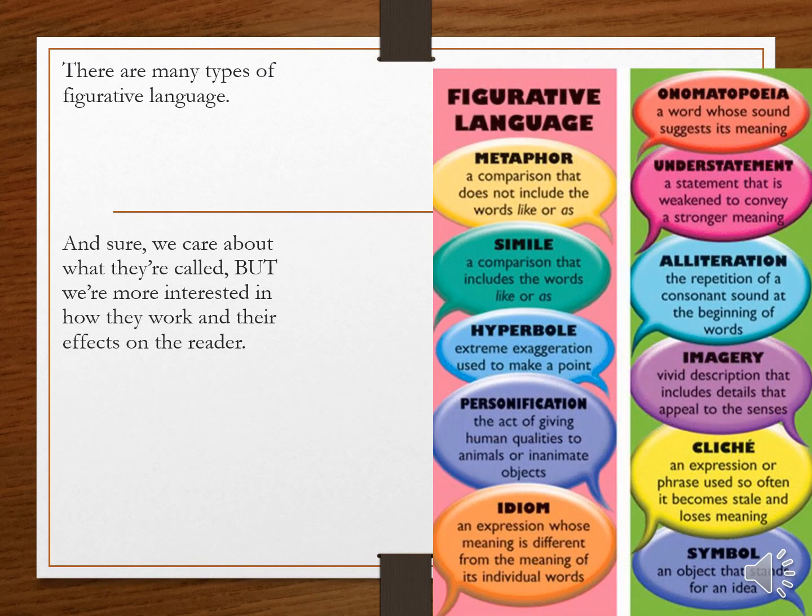There are many types of figurative language. I listed them over to the right, and I'm sure you've heard of many of them before. Metaphor and simile, hyperbole, personification, and idiom, onomatopoeia, understatement, alliteration and imagery, and cliche and symbol. And these aren't even all of them. The definitions are important, but more importantly is their effect on the reader and why we need to use them.